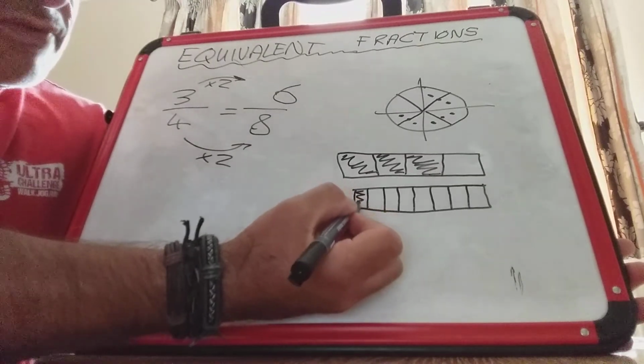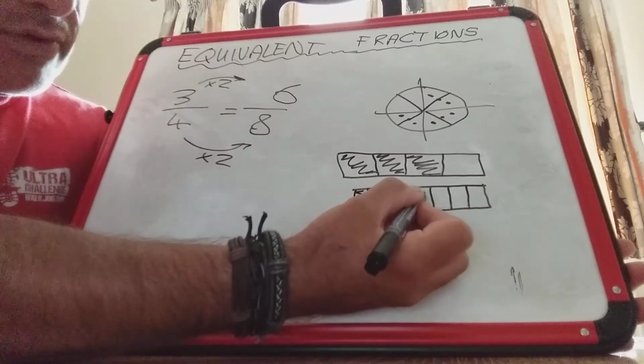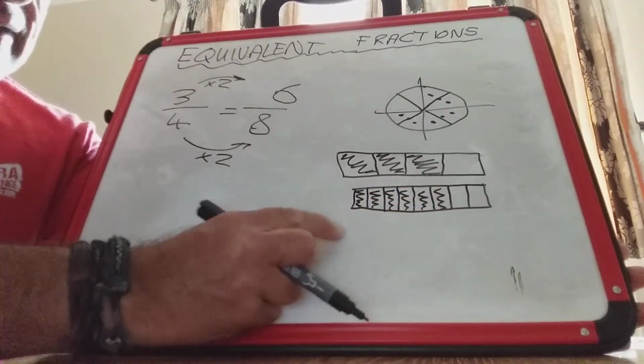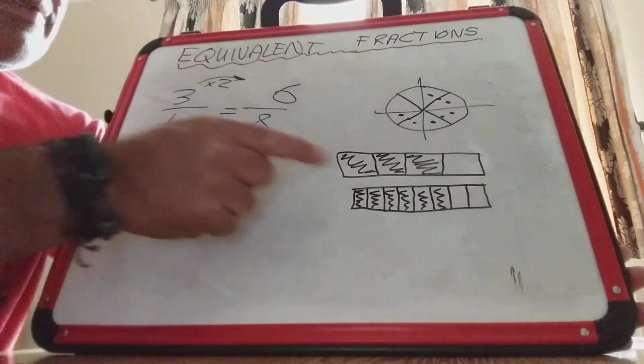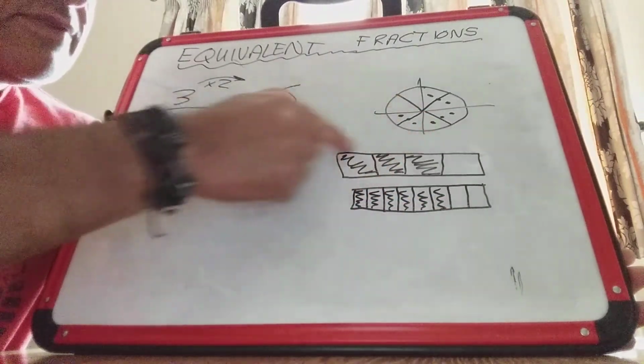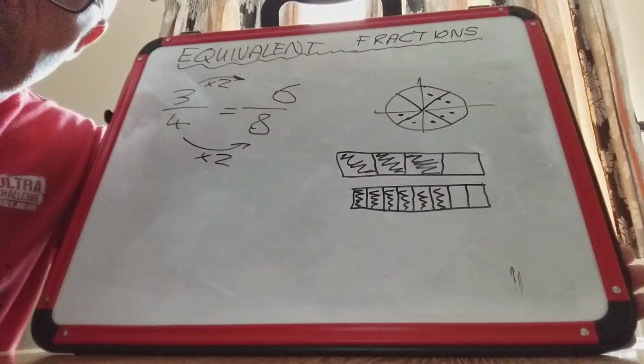Okay, and I'm saying that it's the same as 6/8. So let's just prove it. 1, 2, 3, 4, 5, 6. And now, hopefully you can see that this amount shaded in is about the same as this amount shaded in. So therefore that's equivalent fractions.